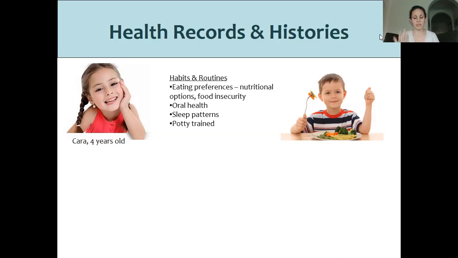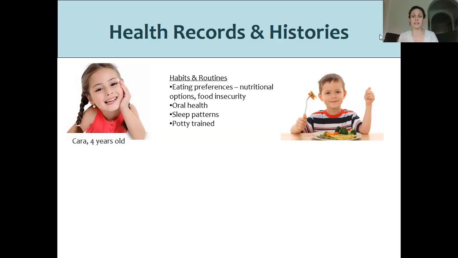And so it's important to find out, when did they last go to the dentist, or what are their teeth brushing habits, in conjunction with what kind of foods do they eat, because that'll help put that puzzle together to give you the full picture of what their oral health might be.